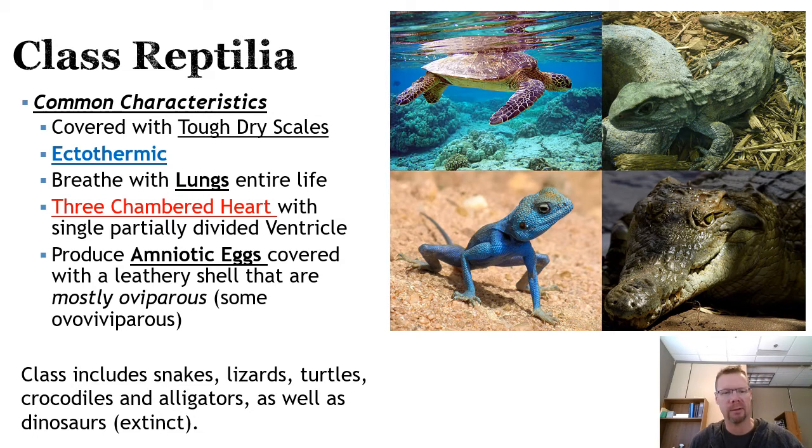Mostly oviparous, if you remember that. Some are ovoviviparous. And this class, Reptilia, includes snakes, lizards, turtles, crocs, and alligators, and dinosaurs would also be in this category. Of course, they are.